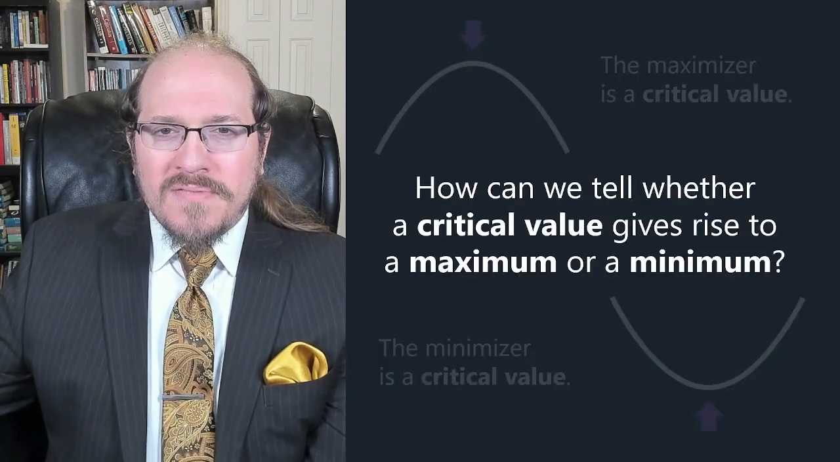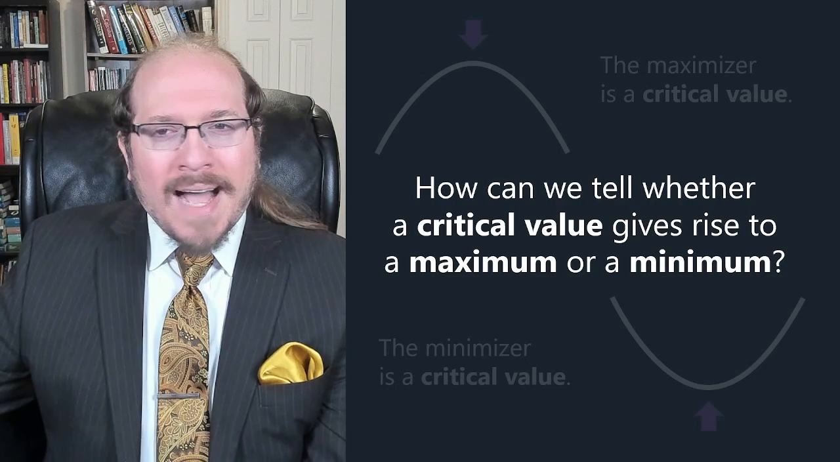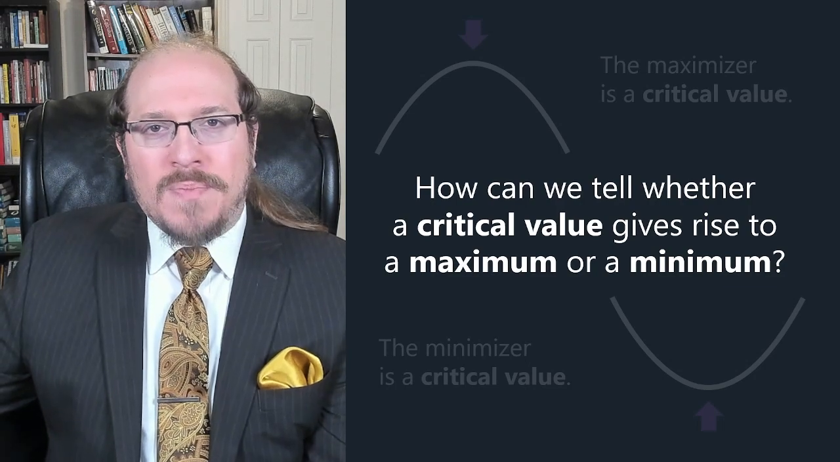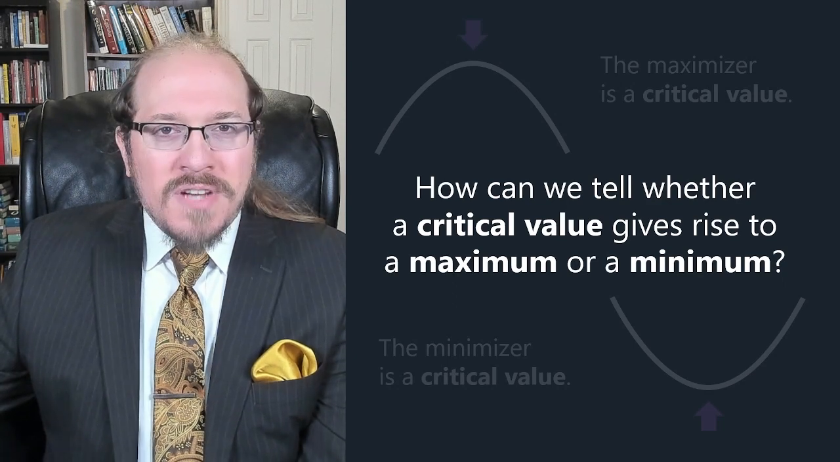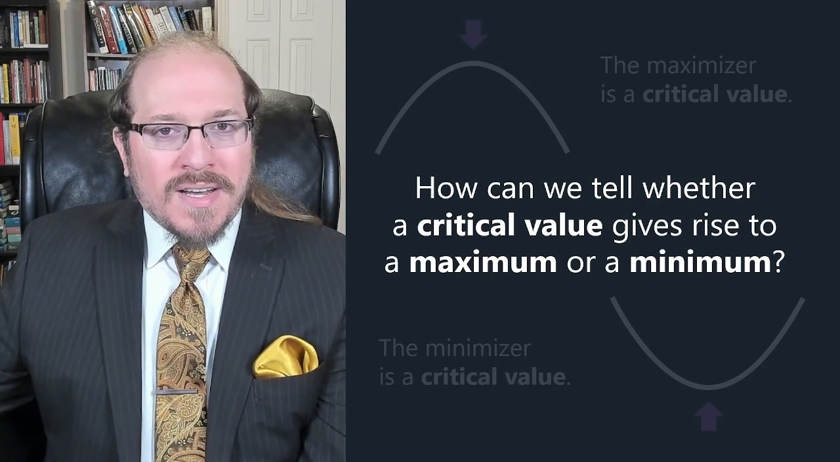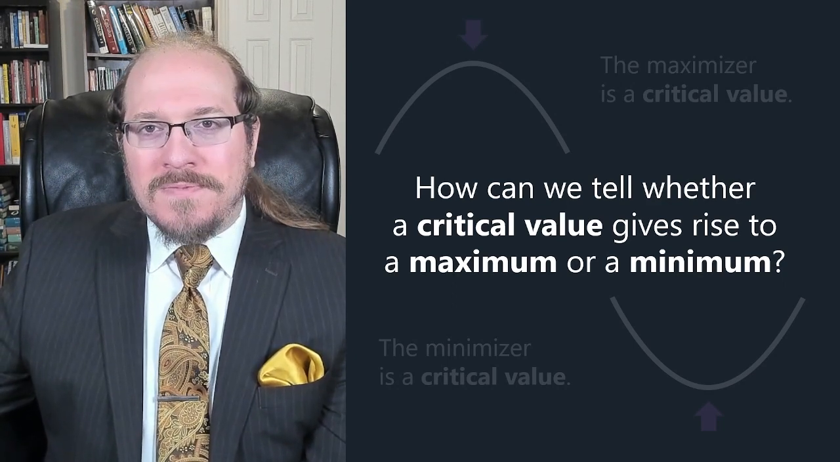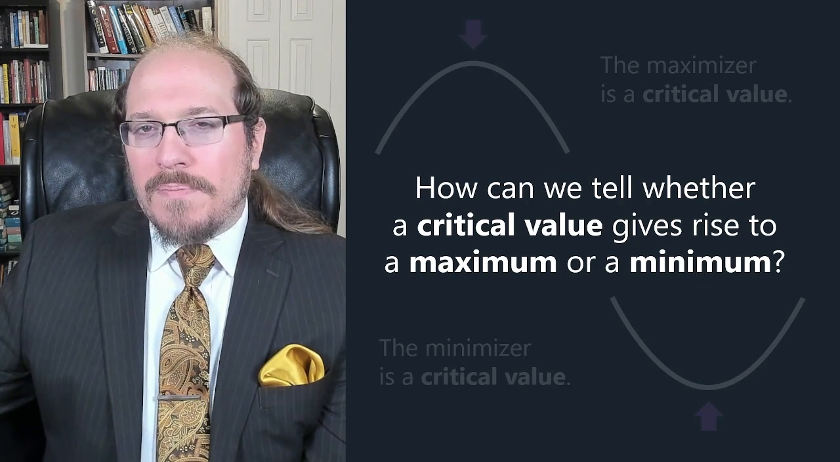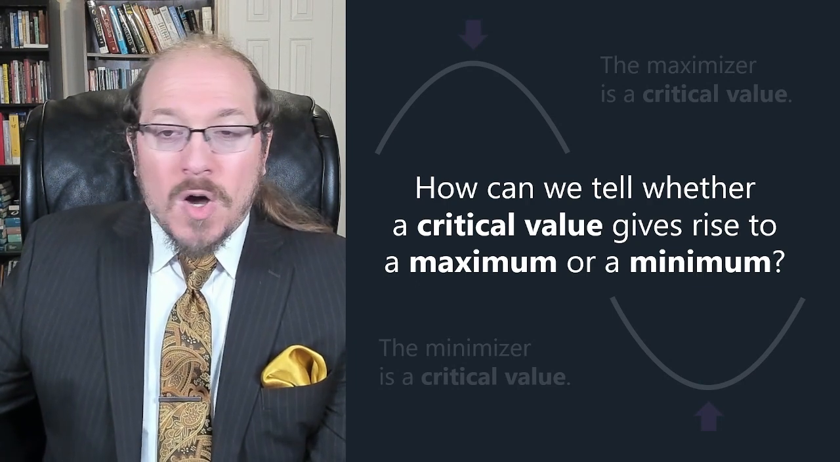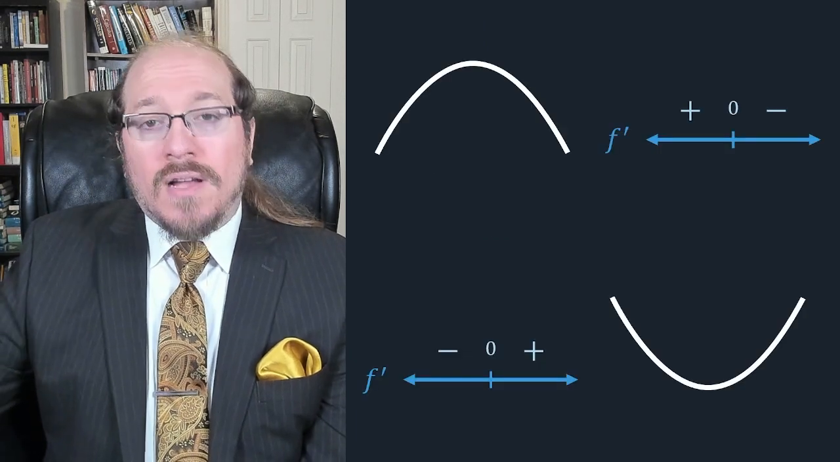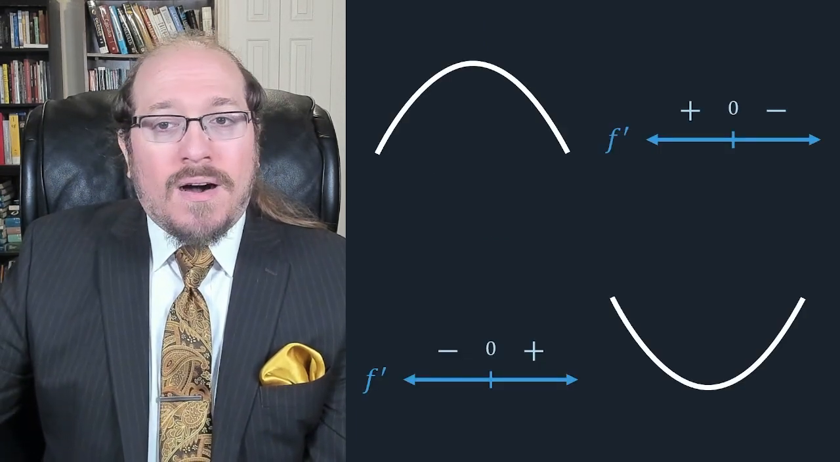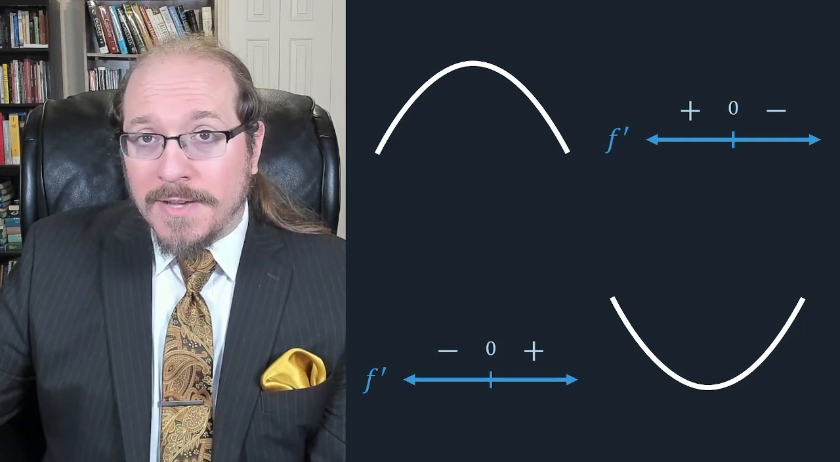If we have a critical value of a function f, how do we know whether it gives us a maximum or a minimum without knowing what to expect ahead of time? Just knowing that f prime is 0 or undefined isn't enough on its own. But we do have a couple of things we could do. One option is we could make a sign chart for f prime and look at what happens to the sign of f prime on either side of our critical value.